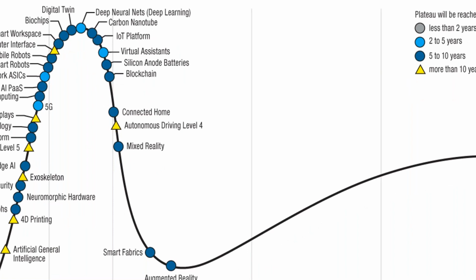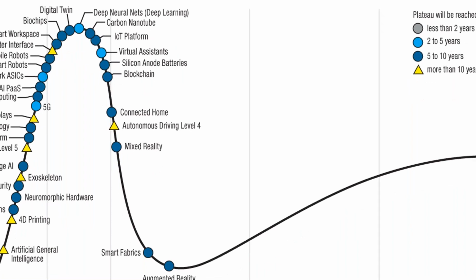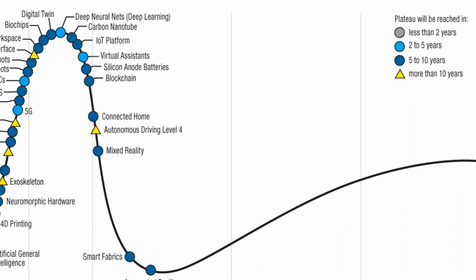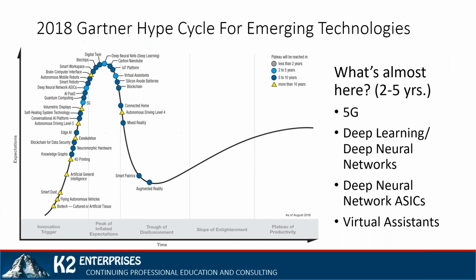We have light blue, which says that the plateau will be reached in 2 to 5 years. We have dark blue, which says 5 to 10 years, and then the yellow triangles that say more than 10 years. I think it's instructive to look at what's almost here, because these are the emerging technologies that I think have the most potential to change things for you in the intermediate term.